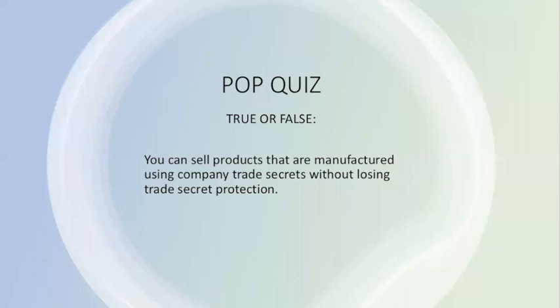It's time for one last pop quiz. True or false? You can sell products that are manufactured using company trade secrets without losing trade secret protection. True, so long as the trade secrets do not become publicly known and retain economic value. Again, the key is that trade secrets cannot be easily reverse engineered. Again, think of the Coca-Cola recipe.